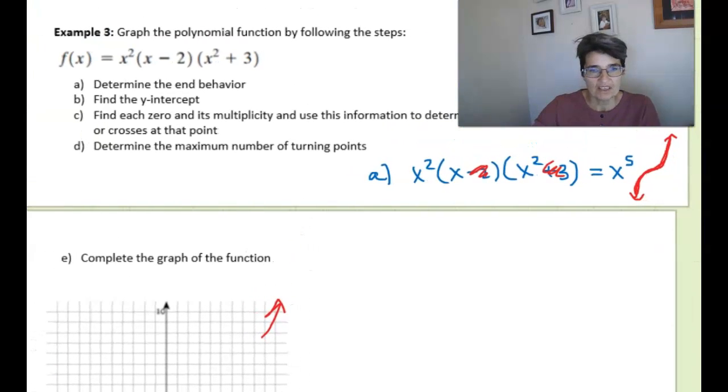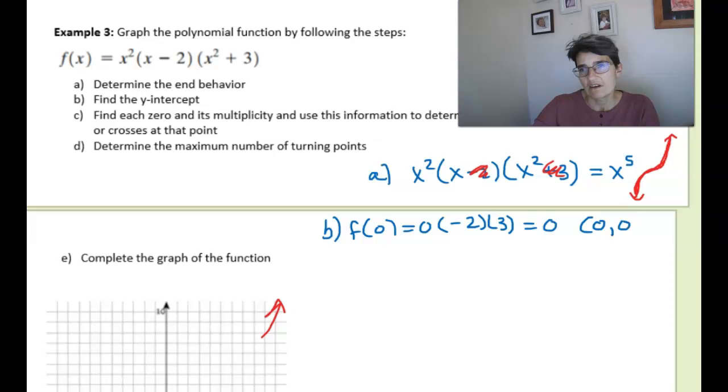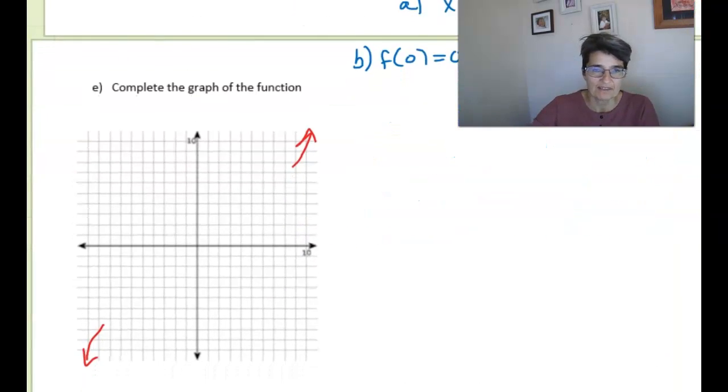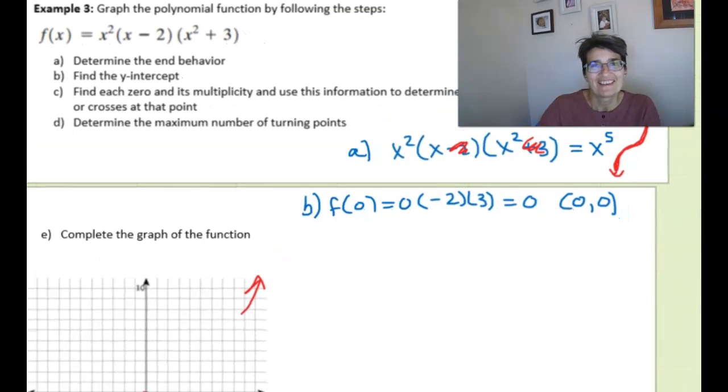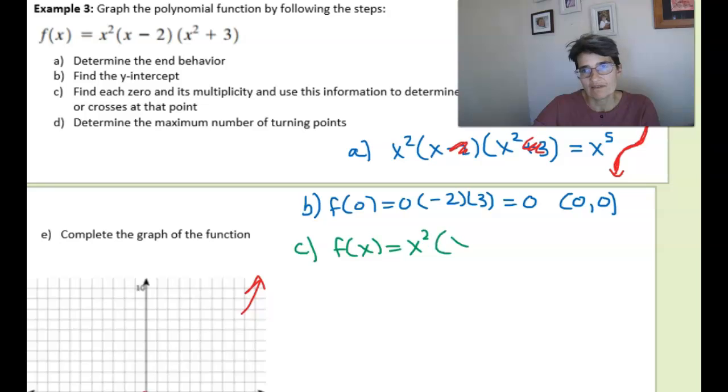Alright, let's look at B. We're going to find the y-intercept. F at 0 is 0 times negative 2 times 3, which is equal to 0. So our y-intercept is at 0, 0. Okay, so this is passing through the origin. So it means it's also an x-intercept. Okay, let's look at each 0 and the multiplicity. So I'm going to write the function again so we can look at it a little bit closer.